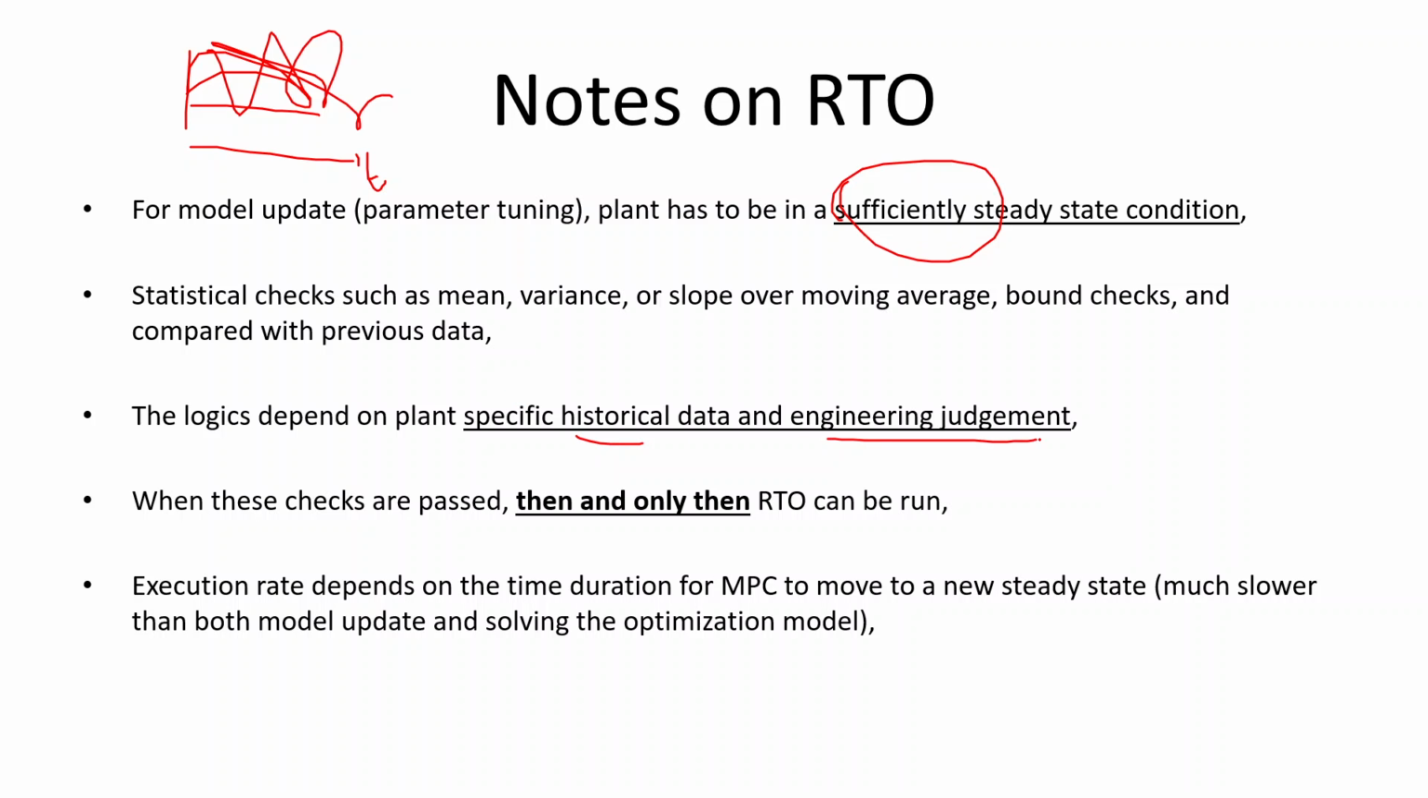The engineering judgment is very important, because many of these data are useless, they don't make sense, and so on and so forth. So the knowledge of the plant, the knowledge of control, the knowledge of the process, the knowledge of thermodynamics, the knowledge of modeling, they all have to be there. If we lack any one of this knowledge, it's not going to happen. Forget about this RTO. Once we check it and it passes, the RTO can be run, and then it depends on the time duration to move from the old to the new steady state.